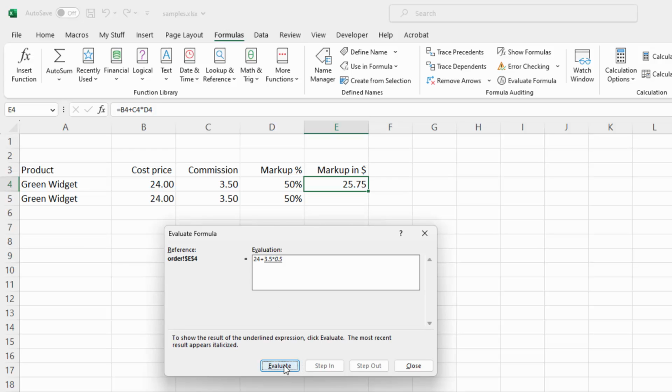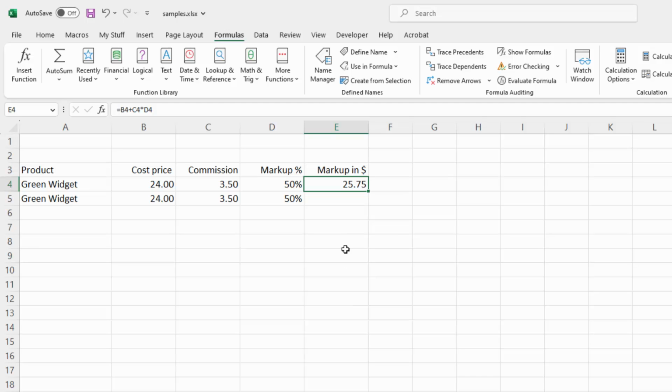Now there's a very good reason for this, and it's called order of precedence. And basically what the order of precedence says that's important to us in this situation is that multiplications or divisions need to be done before additions and subtractions. So Excel is calculating commission by markup before it does the addition, because this is a multiplication.